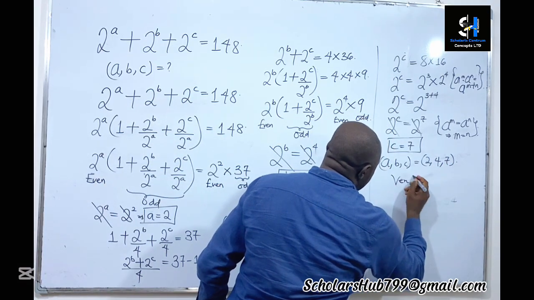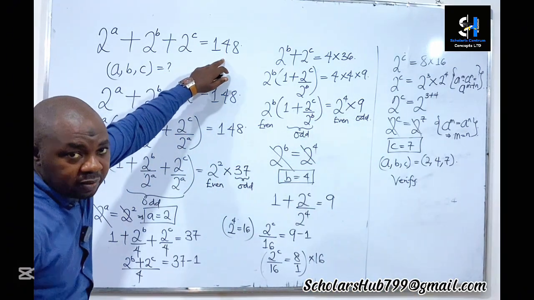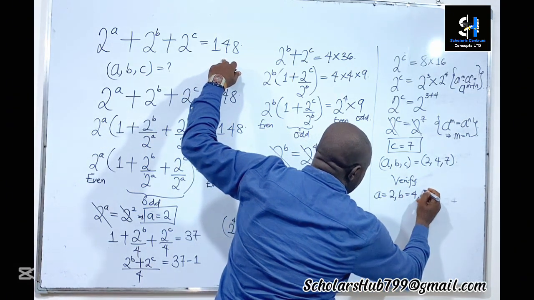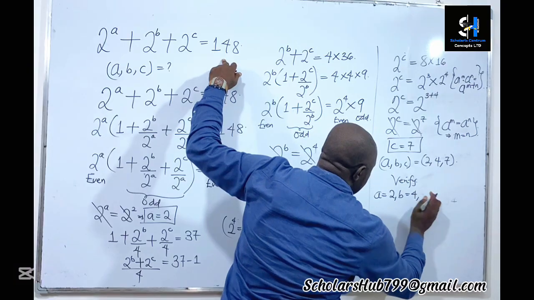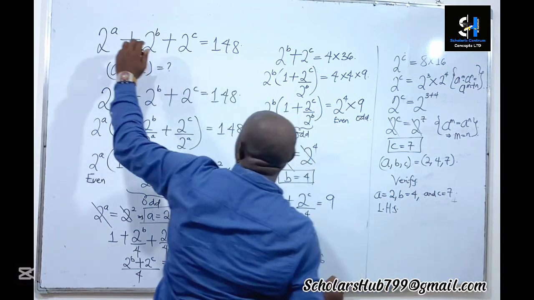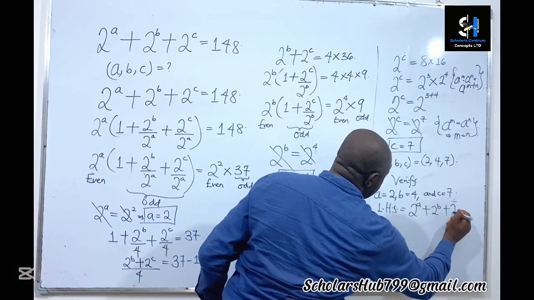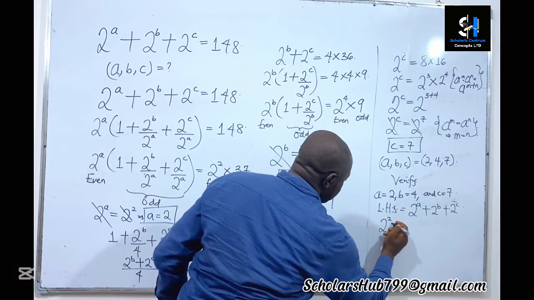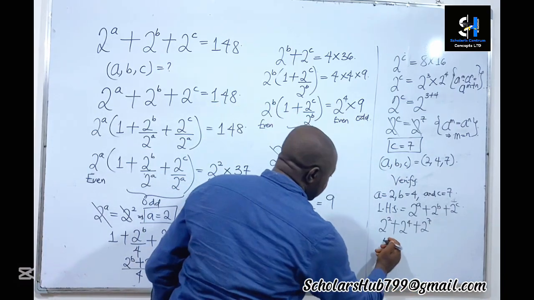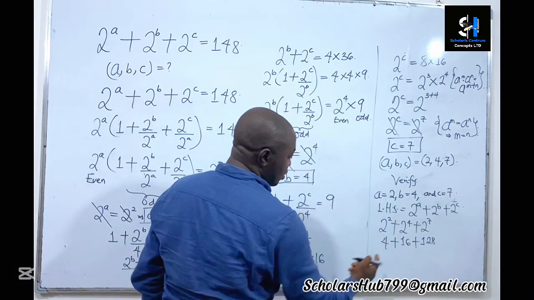Then we can verify. Let's verify. If we plug in the values of a, b, and c, are we going to get 148? Let's check. Now we know that a equals 2, b equals 4, and c equals 7. And we know from the question, we have the left-hand side to be equal to 2 raised to the power of a plus 2 raised to the power of b plus 2 raised to the power of c. So this will be 2 raised to the power of 2, 2 raised to the power of 4, then 2 raised to the power of 7. Now this is 4, this is 16, while this is 128. So this will be 20.